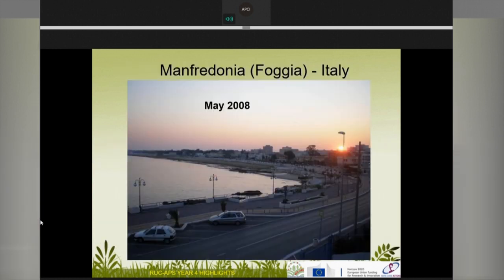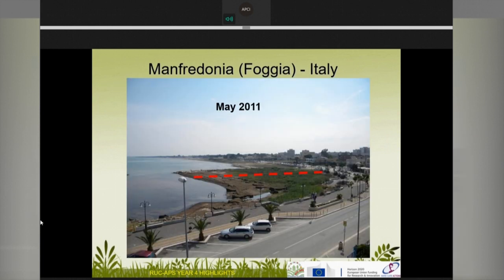And the same phenomenon happens in other places of the Apulian region. Here we are in Manfredonia, near Foggia, in 2008, seeing the beach. And this is the situation just 3 years later. The residues had occupied a large part of the beach. And similar events happen in other places of the Italian coastline.